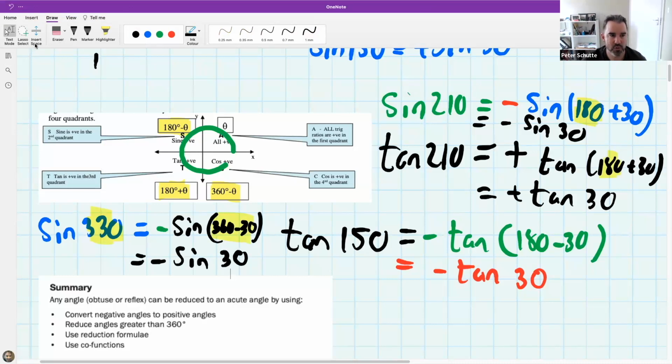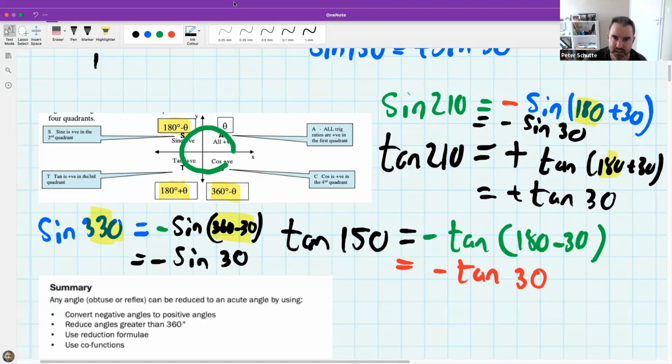So what I've been doing there is I've been showing you what's called the reduction formula of the horizontal. And that's probably the most common reduction formula. You can use co-functions and you can use other types of things, which I'll go into later. But for now, that's the most common idea.